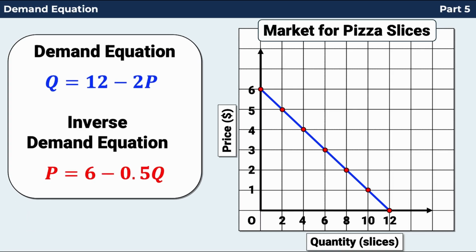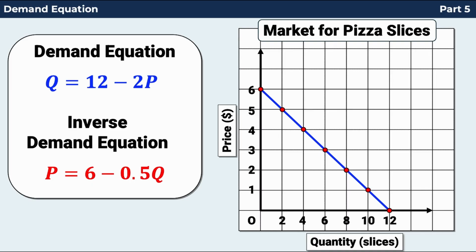Now, a standard demand equation always has Q isolated. So here you can see Q is equal to 12 minus 2P. And if you sub in any of the quantity and price coordinates, any of those red dots on this line, it's going to satisfy that demand equation, because that demand equation is the equation for this demand curve.